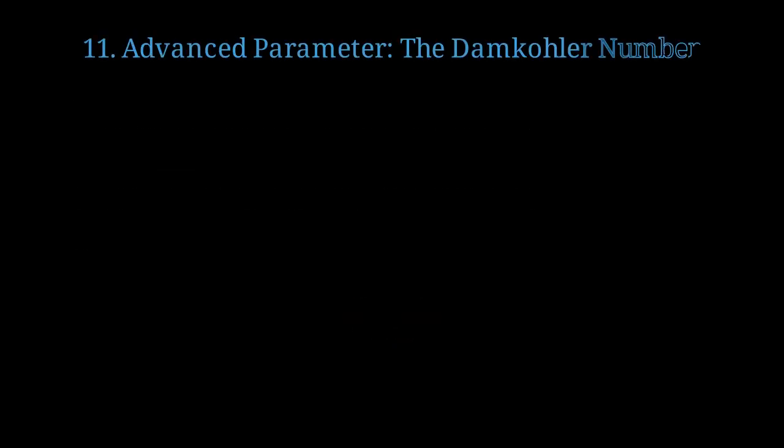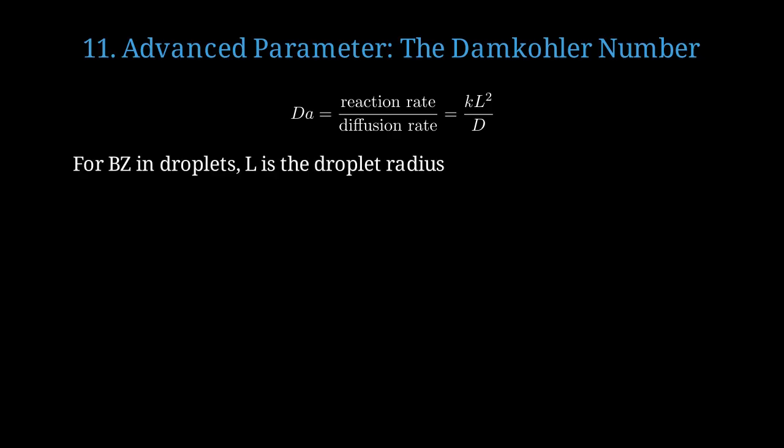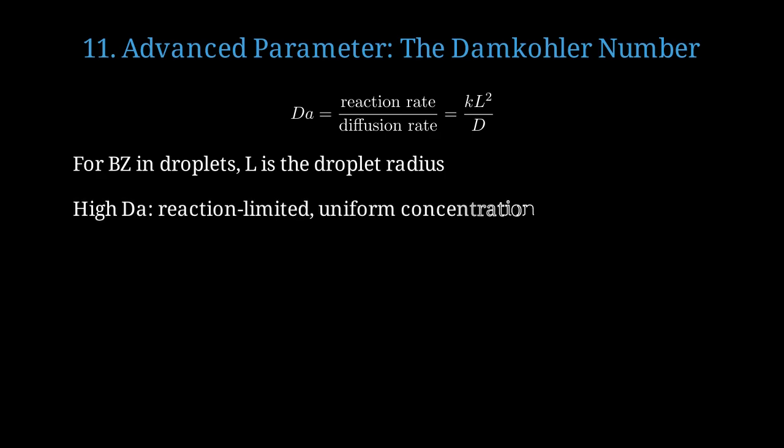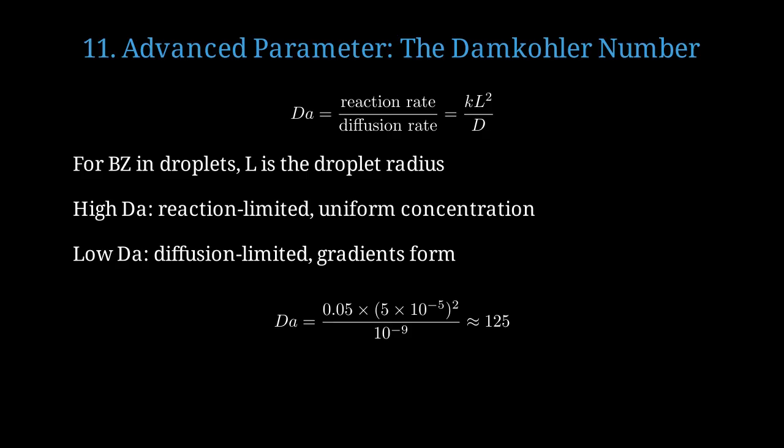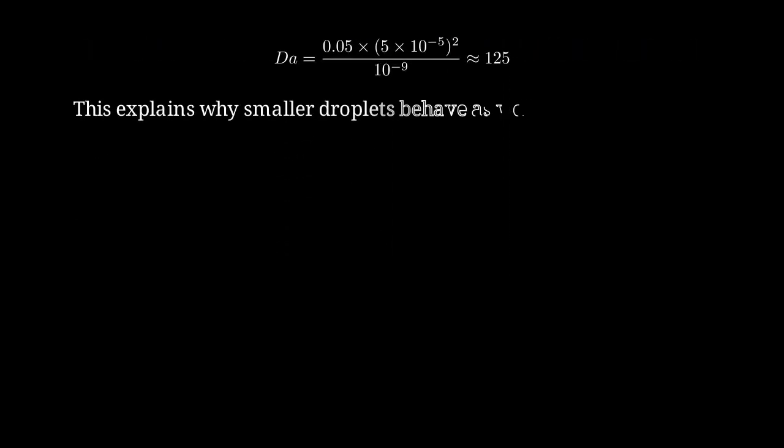An important dimensionless parameter for confined reactions is the Damköhler number. The Damköhler number equals reaction rate over diffusion rate, or KL²/D. For BZ reactions in droplets, L is the droplet radius, making this parameter size-dependent. When Da is high, the system is reaction limited, with uniform concentration throughout the droplet. When Da is low, the system is diffusion limited and concentration gradients form. For a 100 micrometer droplet, Da is approximately 125, indicating rapid mixing and uniform behavior. This high Damköhler number explains why smaller droplets behave as well-mixed batch reactors.